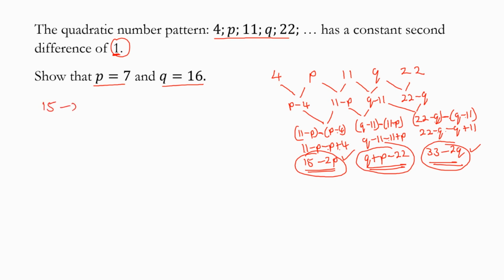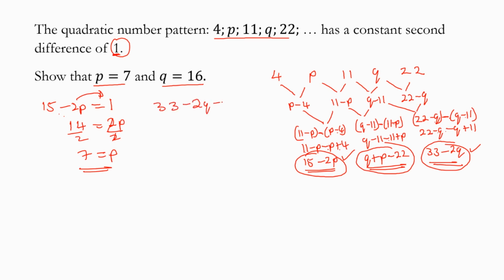15 minus 2p is equal to 1. So meaning that 15 minus 1 is 14. If we transpose the 1 to the left hand side, it becomes negative 1. Then 15 minus 1 is 14, which is equal to 2p. Divide by 2 on both sides of the equation, then p is equal to 7. We have proved that.